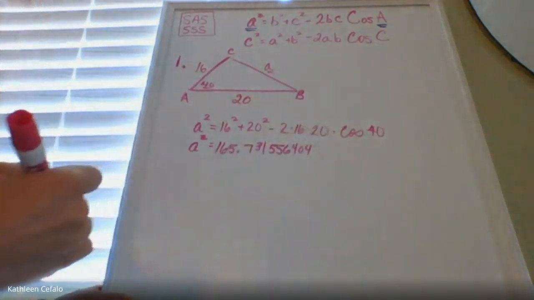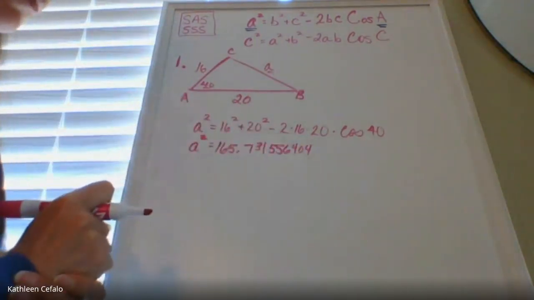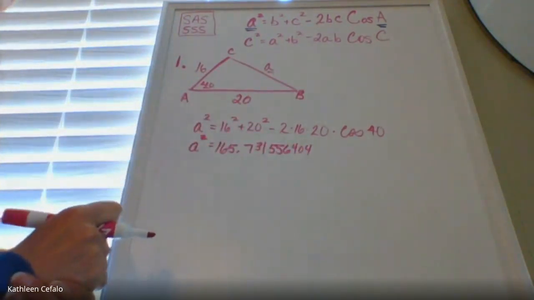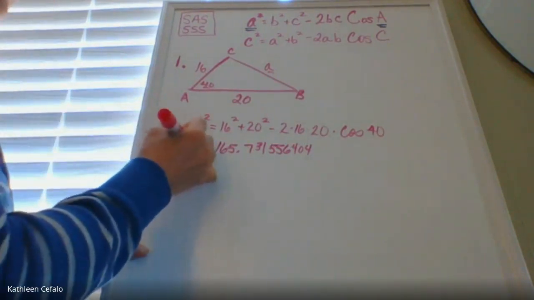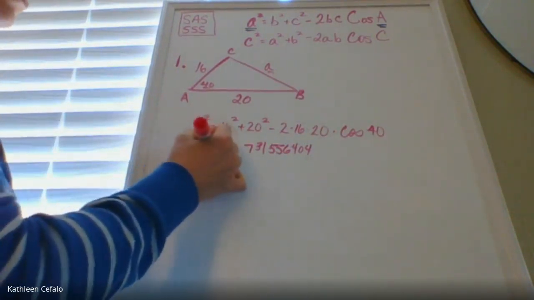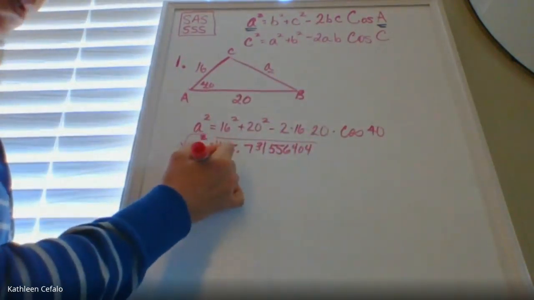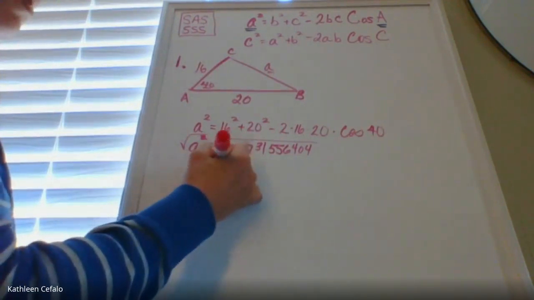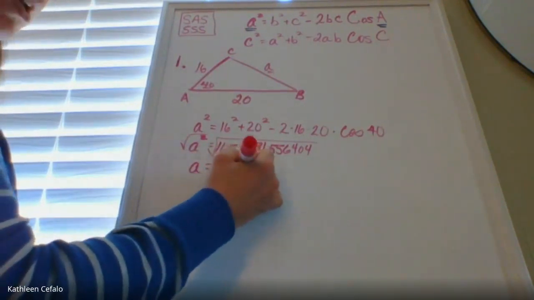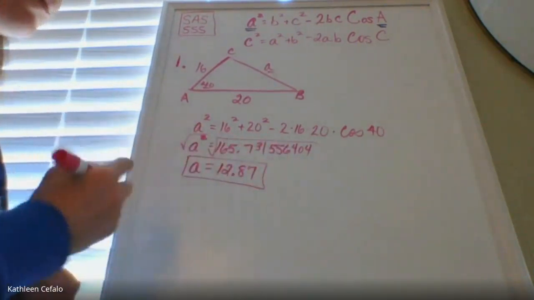So again, I'm showing you this so that when you're doing this on your phone or a different calculator, make sure you're getting this equivalent. Okay, and now we need a. So I have a squared. I have to think, how do I undo a square? So I want the inverse of a square, which is the square root. So now I'm going to take this value and square root that value. And so a is going to turn out, if we round to the nearest hundredth, so 2 decimal places, 12.87. And that's your law of cosines.